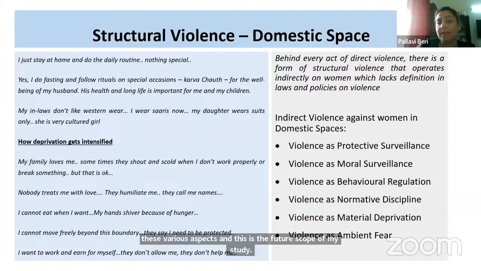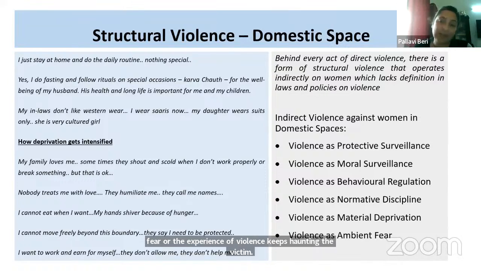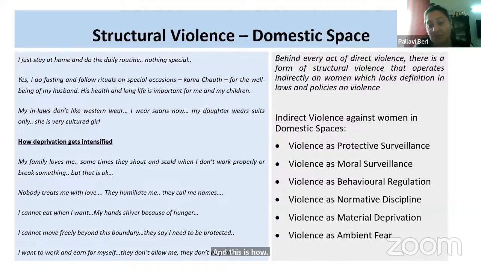Indirect violence, I have to see it as violence as protective surveillance, violence as moral surveillance, violence as behavioral regulation, violence as normative discipline, violence as material deprivation, and violence as ambient fear, where even if the perpetrator is not present, the fear or the experience of violence keeps haunting the victim. And this is how the study is expected to proceed in future.